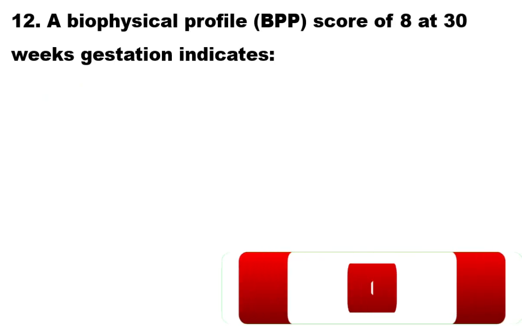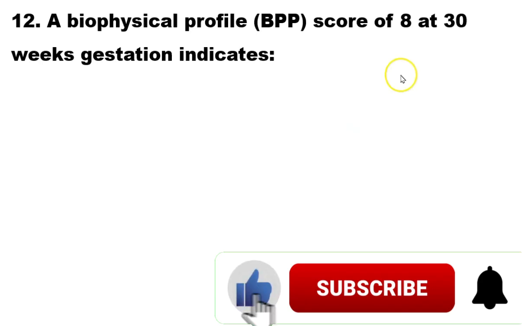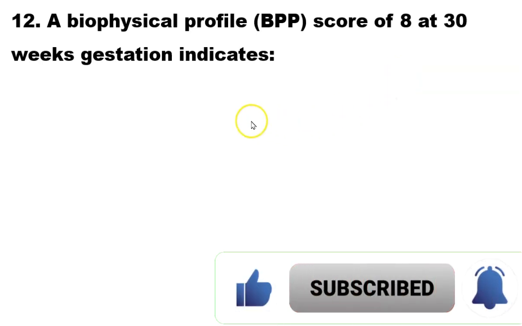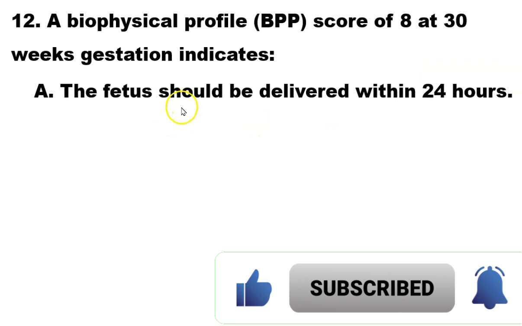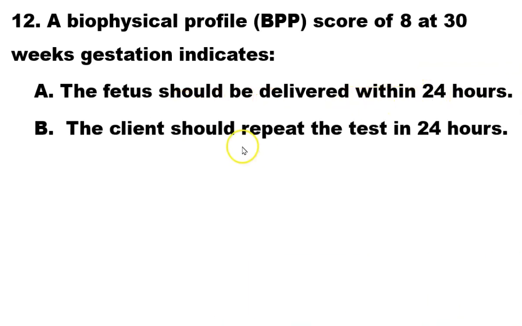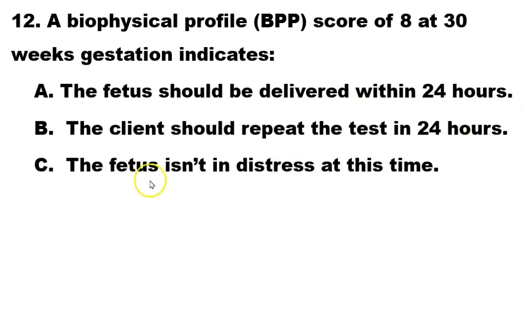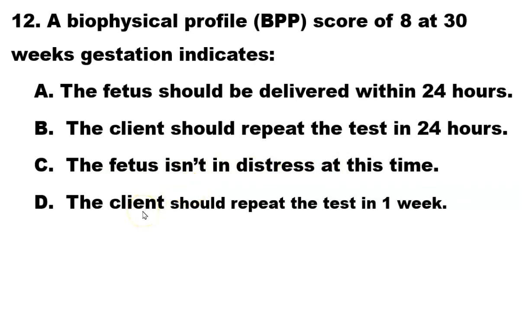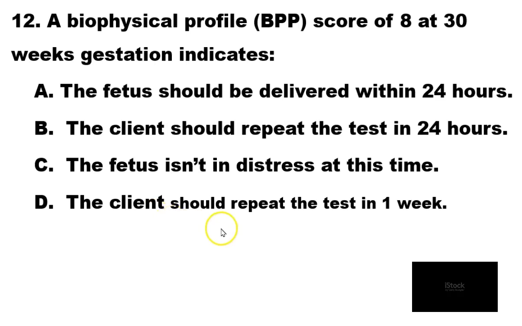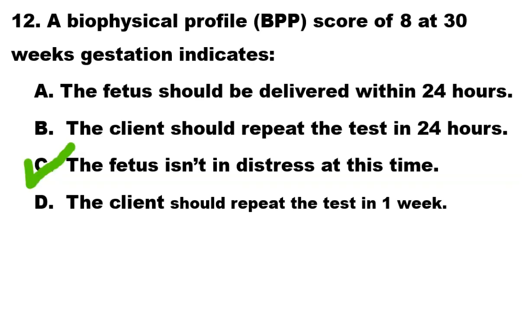The next question: a biophysical profile score of 8 at 30 weeks of gestation indicates A. Fetus should be delivered within 24 hours. B. Client should repeat the test in 24 hours. C. The fetus is not in distress at this time. D. The client should repeat the test in 1 week. The correct answer is C. The fetus is not in distress at this time because it is 8/10.